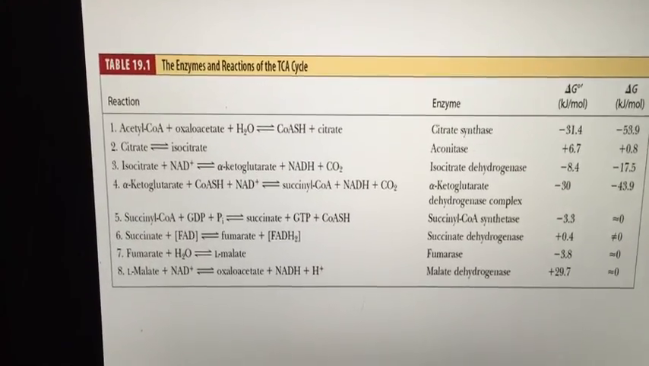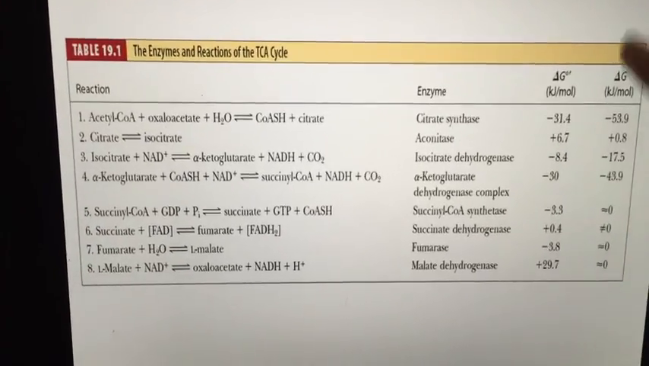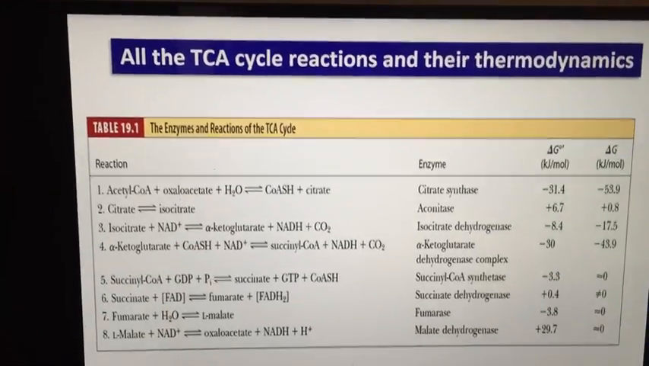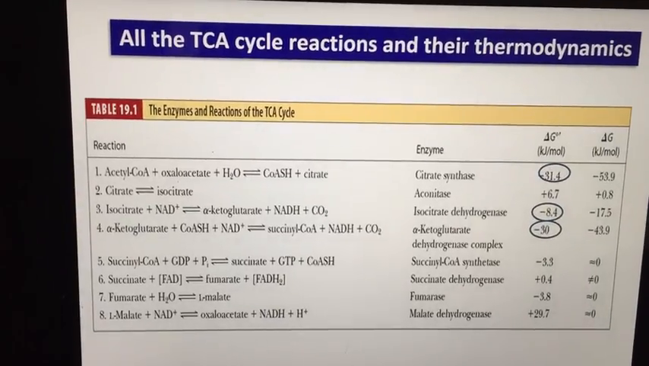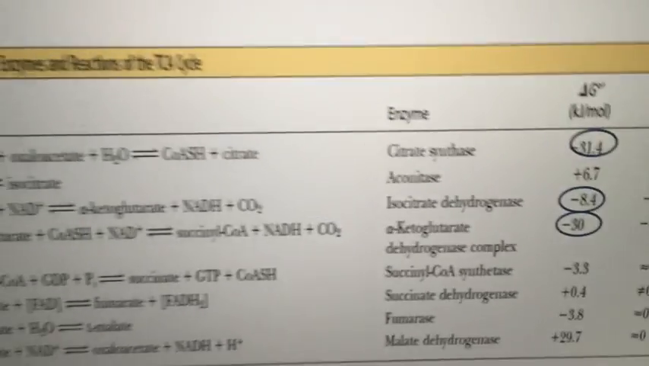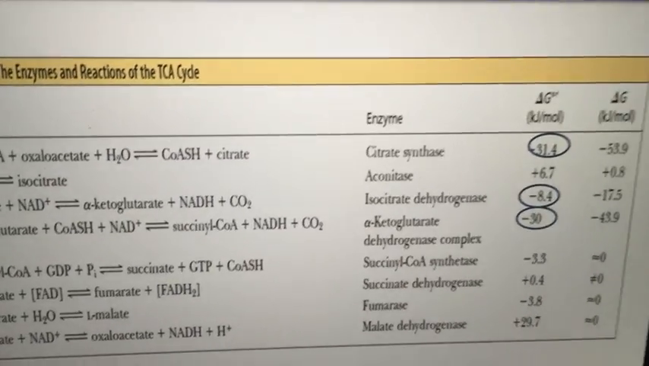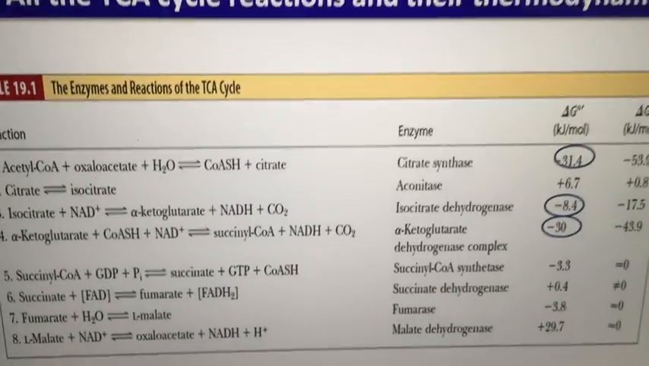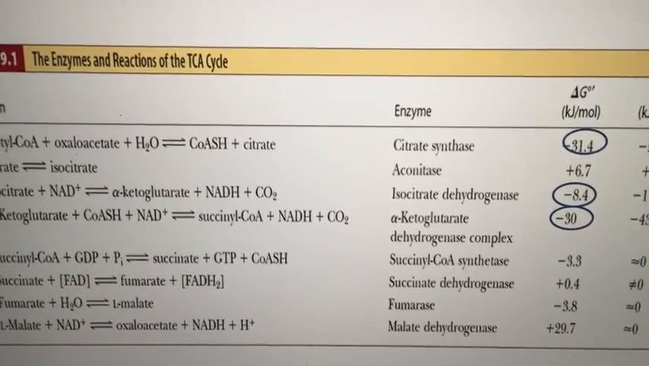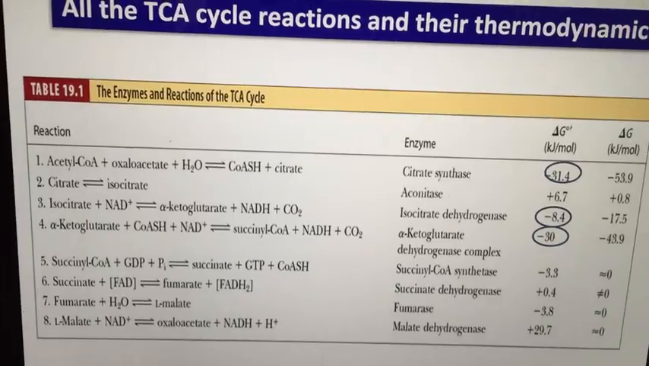So these are all the reactions in the citric acid cycle. And just like with glycolysis, it gives the standard free energy as well as the free energy under physiological conditions. If we look at it, we can see there are three reactions that have the most highly negative delta Gs. They are the citrate synthase reaction, the isocitrate dehydrogenase reaction, and the alpha ketoglutarate dehydrogenase reaction. So what would you say is probably the case with these three reactions? They are going to be highly regulated.